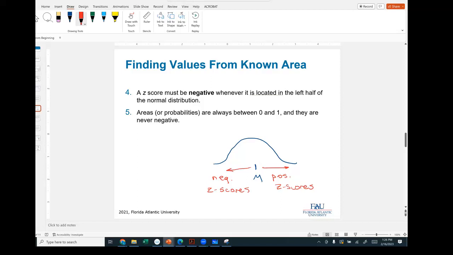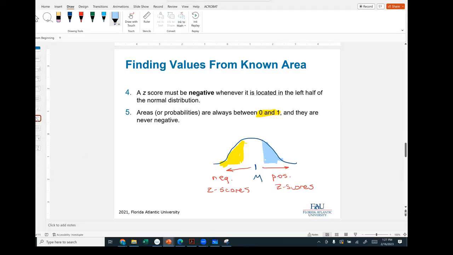Areas or probabilities are always between 0 and 1, and they are never negative. This is very important. I know we've talked about this many times: they're always between 0 and 1. They're not going to be negative because they're areas. Basically the area is whatever part of the curve you want, less than or equal to some number, or greater than or equal to some number. I think we've done this enough. I think you understand. I'm going to do some example problems as well.